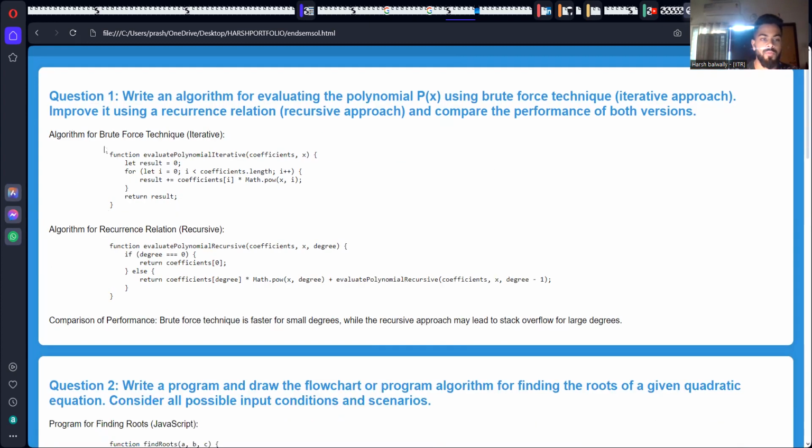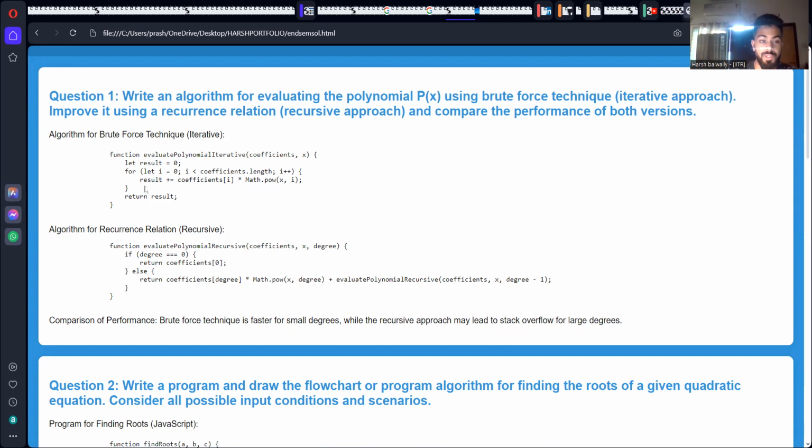So the algorithm for the brute force technique is: function evaluatePolynomialIterative, and the parameters are coefficients and x. In the body we write let result equal to 0, then a for loop where we initialize let i equal to 0, the condition is i less than coefficients.length, and i++.